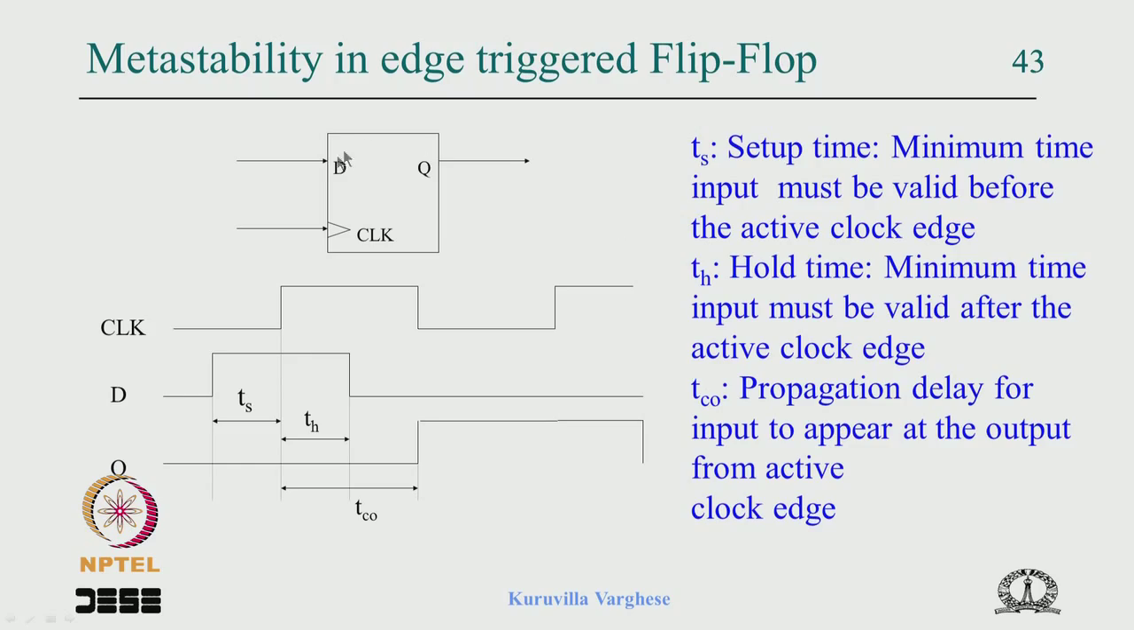So we know that in an edge triggered flip flop, for the data to appear at the output from the input, the data has to satisfy some timing requirement with respect to the active clock edge. The data has to arrive sometime before, that's called setup time. Not only that, it has to remain at the input after the clock edge for a while. That duration is called hold time. If that happens, then from the clock edge, with a delay, the output appears.